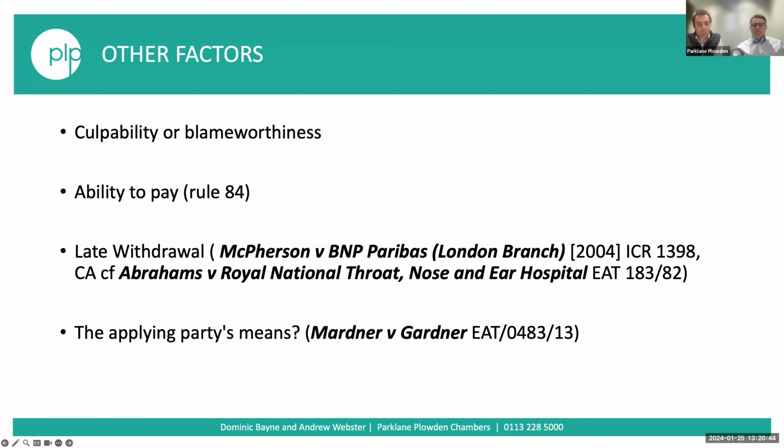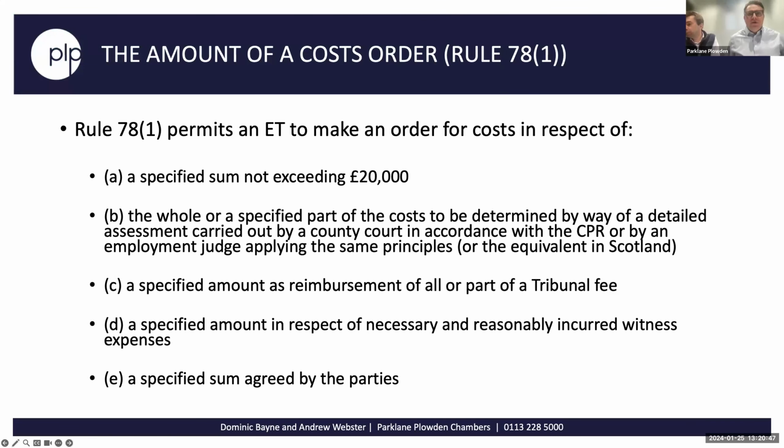Back to you, Andrew. Thank you, Dominic. So turning now to the amount of any costs order, there are 5 aspects to this under 78(1), but the principal 2 are the top 2. They can make an order of their own motion for a sum not exceeding £20,000. And certainly my experience is I often recommend, in practical terms, that it's appropriate to make an application that is limited to £20,000 when faced with a litigant in person on the other side who realistically probably doesn't have the means to pay more than that anyway.